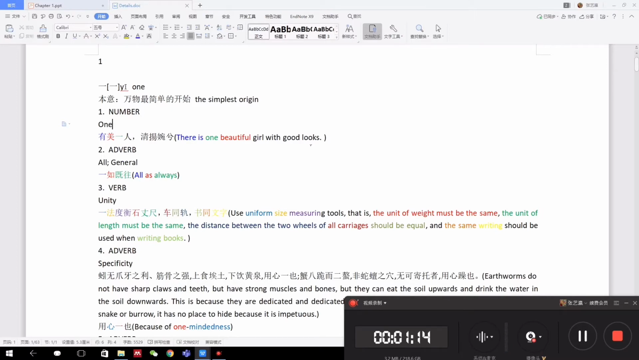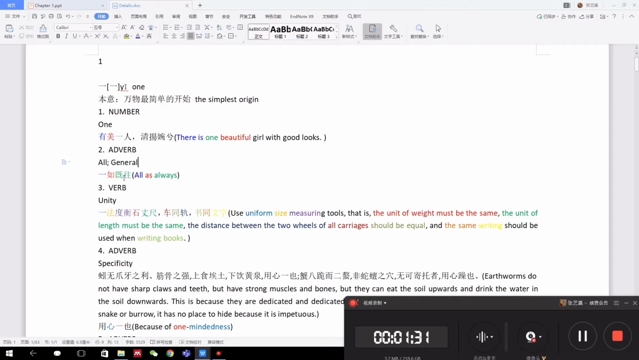The second meaning is all, in general. For example, 一如既往, all as always. 一 is all. 如 is as. 既往 is always. 往 is past.